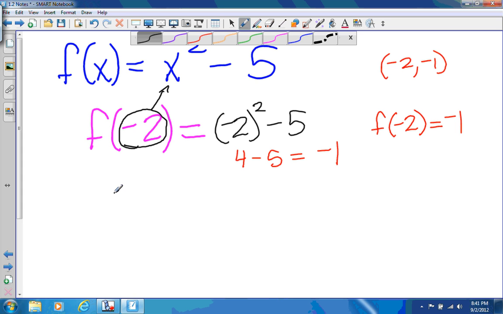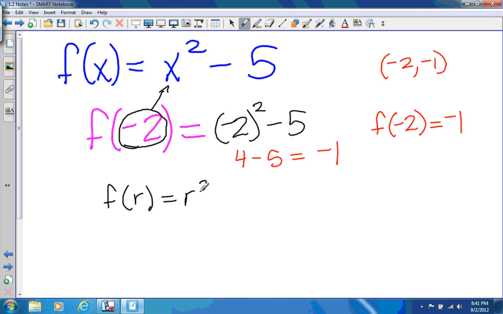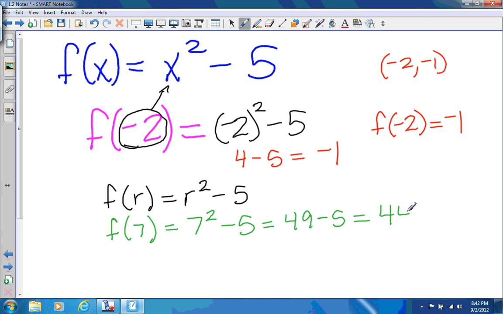Now, had it asked you to find f of r, it would be the same thing. You would substitute r into this equation, and it would be r squared minus 5. It could also ask you to find something like f of 7. So that would be 7 squared minus 5. And 7 squared is 49. And 49 minus 5 is 44.